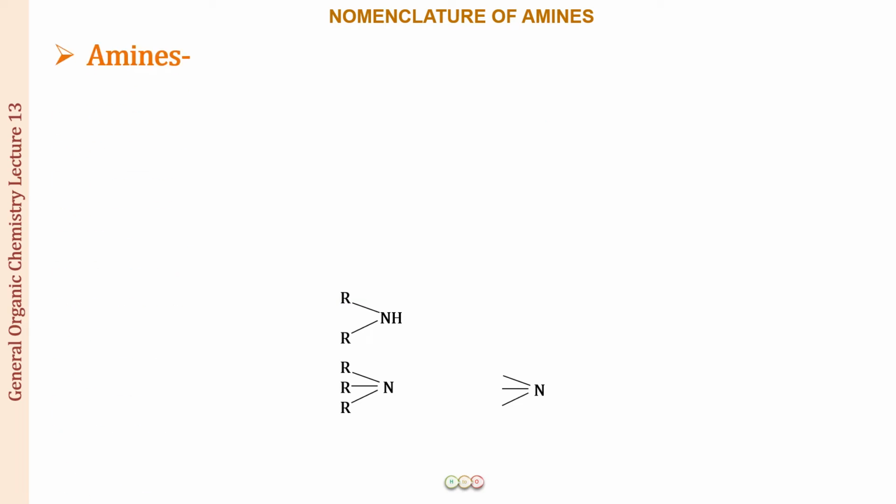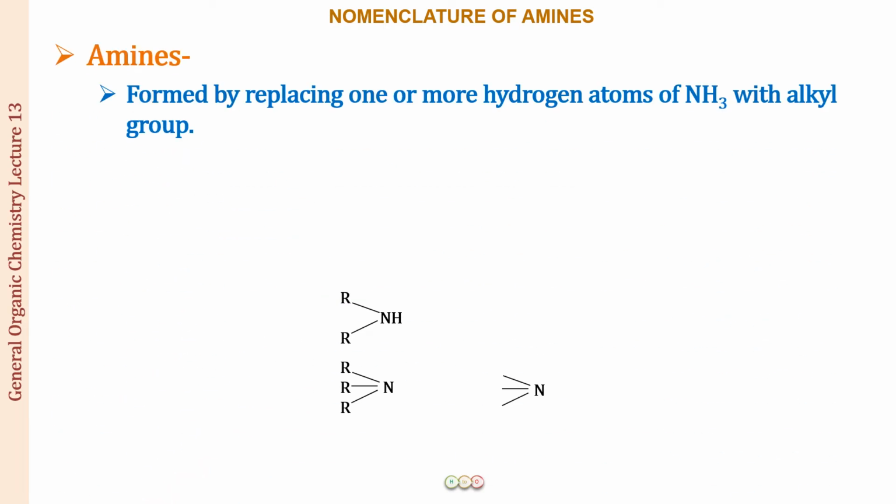So the amines, these are the compounds which we obtain by replacing one or more hydrogen atoms of ammonia, that is the NH3 molecule, with the alkyl groups. Now ammonia has 3 hydrogen atoms. So we can remove 1, 2 or 3 hydrogen atoms and replace them by the alkyl groups, and then we will be getting the amines only.